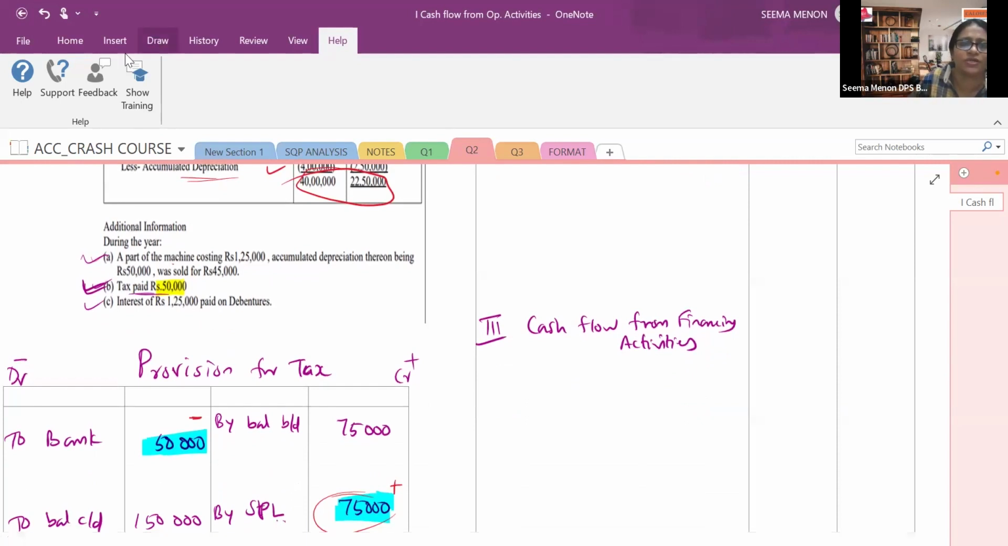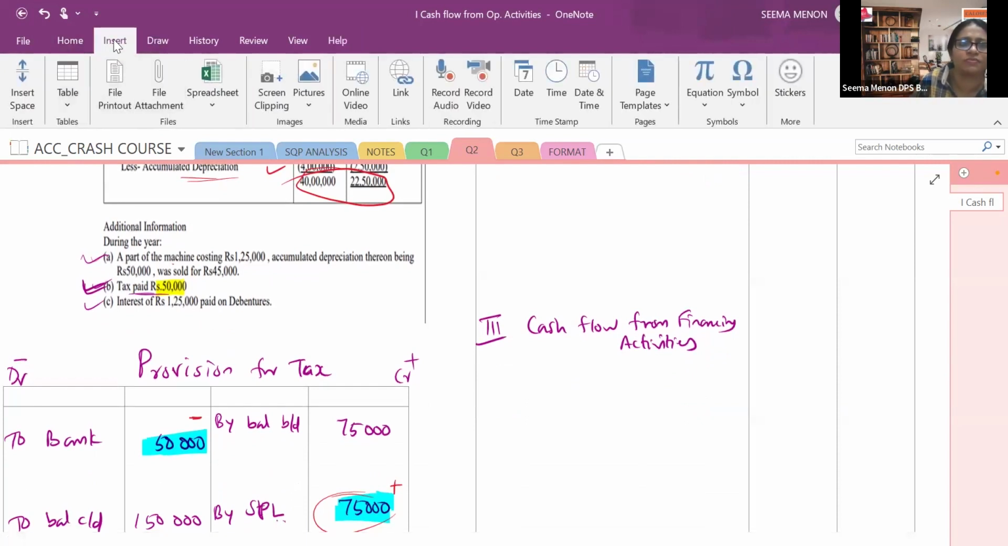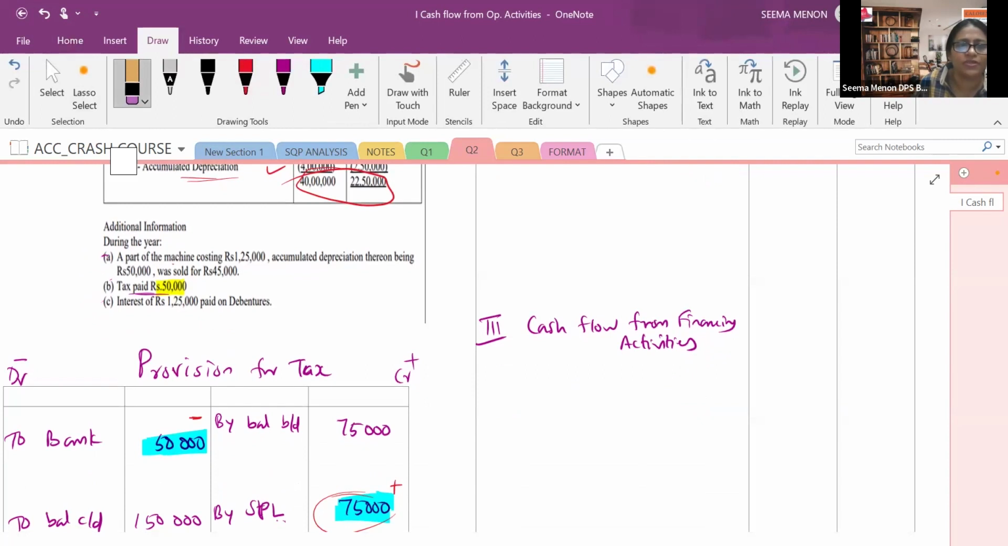Coming back to the first adjustment. Let's see that first adjustment. You can see that a part of the machine costing rupees 1,25,000, its accumulated depreciation thereon was 50,000, was sold for 45,000. You have to see whether the book value of the machine is given or the cost price. Here the cost price is given. Sometimes the book value will also be given, and that time we will not subtract the depreciation. Here the cost price is given, 1,25,000.